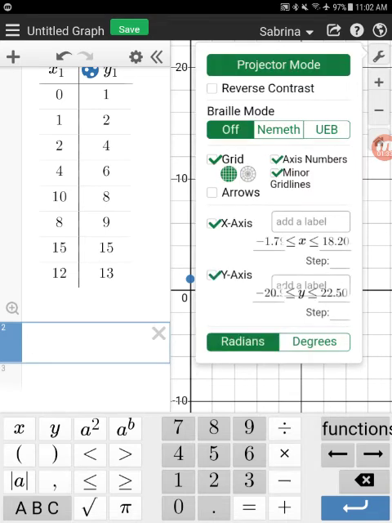Another thing I want you to pay attention to on projector mode is to look at the x and y axis. The x axis represents your domain. That tells me my lowest and my highest point on the x axis that I want to see on that graph. And the y axis is going to tell you the range of the y. So vertically, I'm going to see my lowest point and my highest point.